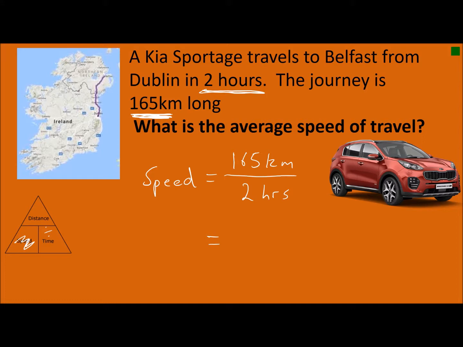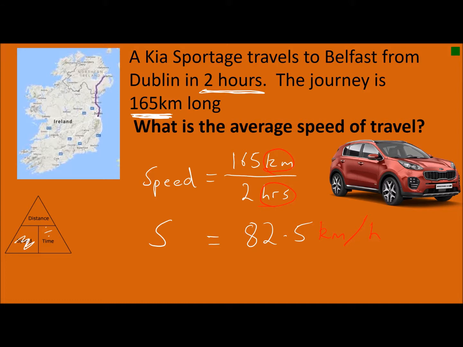So this is slightly different from the one we did earlier. 165 divided by 2 equals 82.5. 82.5 what? How do I get the units again? Oh yeah, it's the units on top divided by, slash, the units. Okay. Kilometers per hour. The first and third questions, the Fiesta and the Kia Sportage, are very similar, but slightly different journeys. And the second question is slightly different.